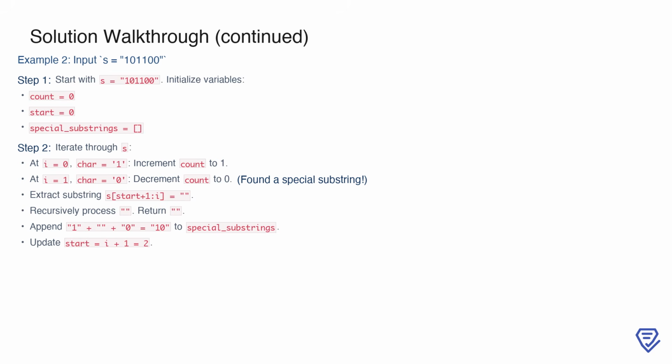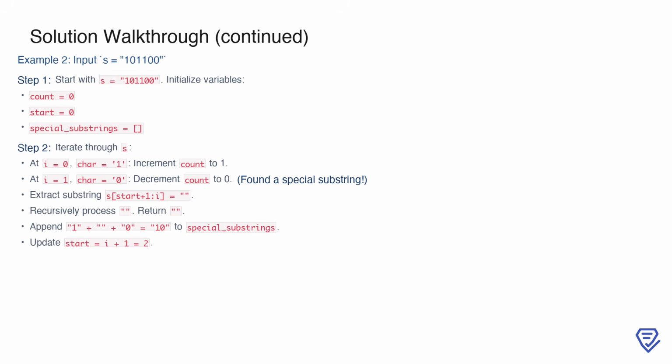Again, we initialize count equals 0, start equals 0, and an empty list special_substrings. As we process the string, at index 0, the character 1 increments count to 1. At index 1, the character 0 decrements count to 0. This tells us we've found a special binary substring. Extracting the inner part from s, start plus 1 to i, results in an empty string.